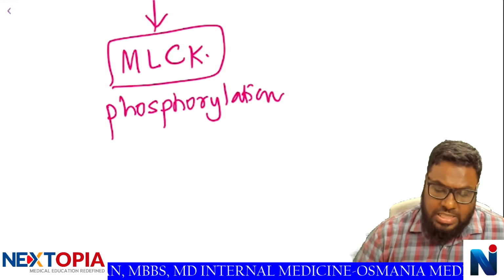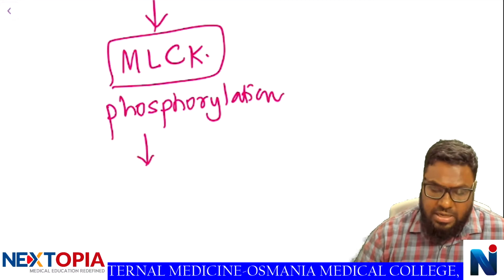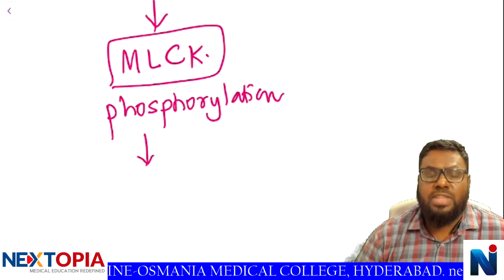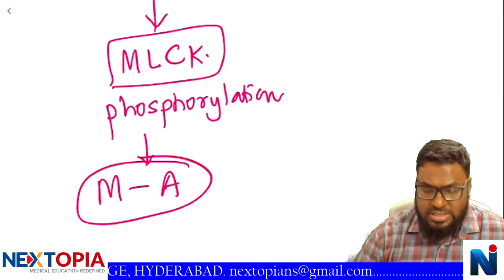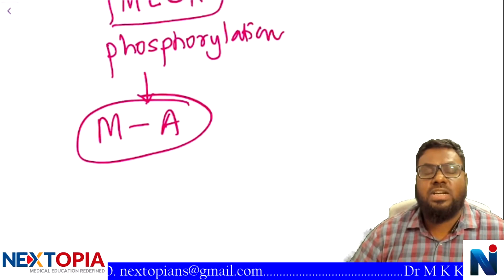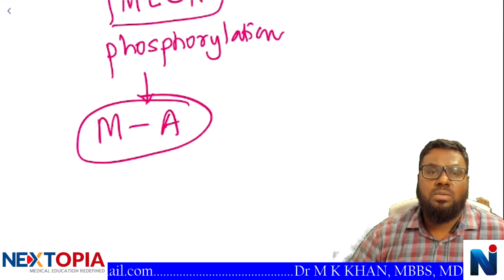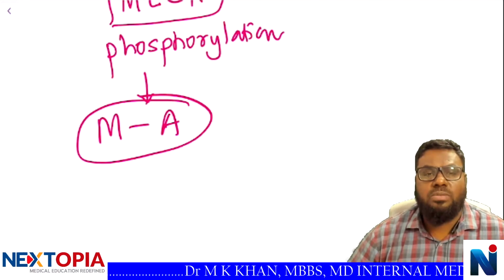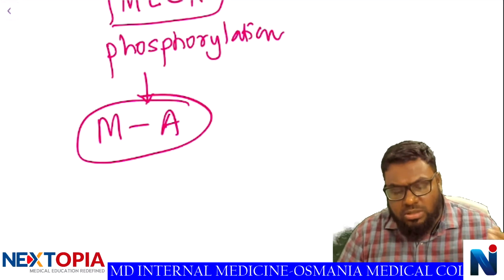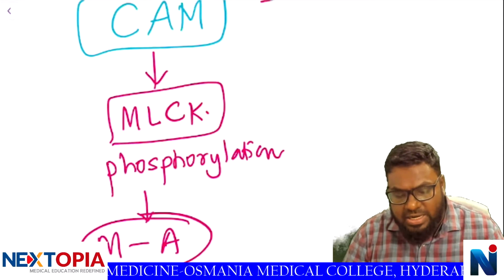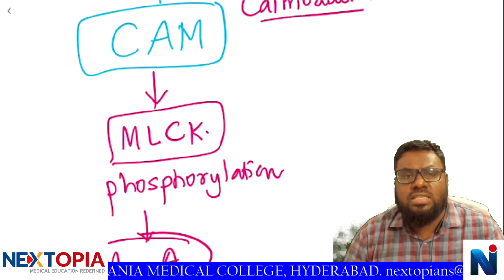Because of this phosphorylation activity, the myosin light chain is stimulated. Hence the myosin binds to actin. Once there is myosin binding to actin, it results in contraction of the smooth muscle. So whenever there is an increase in cytosolic calcium, the myosin light chain kinase is stimulated. Myosin light chain kinase causes muscle contraction.